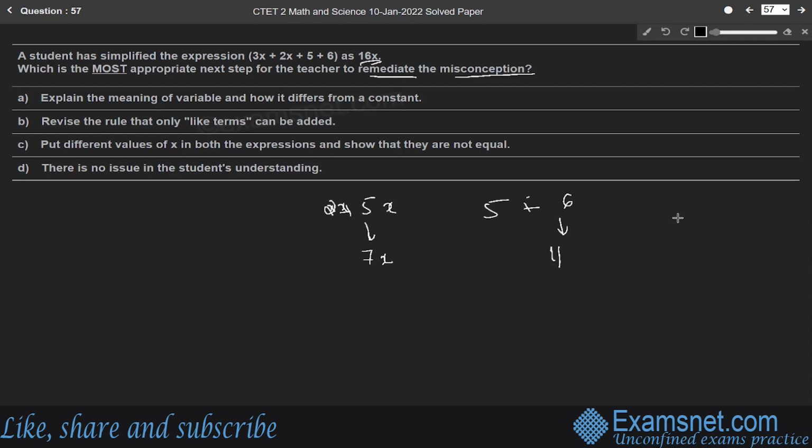Here, the error committed by the student should be taken as a source of information to identify their misconceptions. Once the student commits an error, it is the duty of the teacher to understand the actual misconception of the student and immediately remediate the misconception by developing appropriate teaching strategies. Therefore, here in the options, explain the meaning of variable and how it differs from a constant is the right answer.